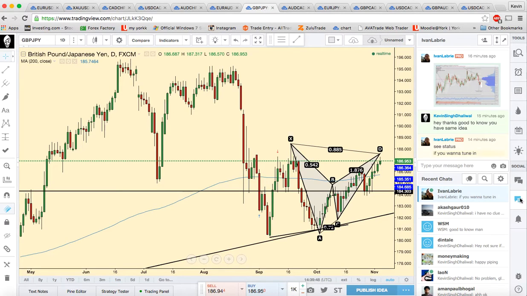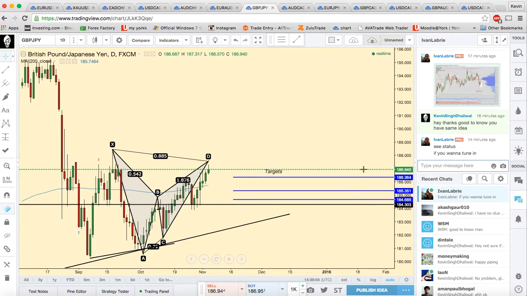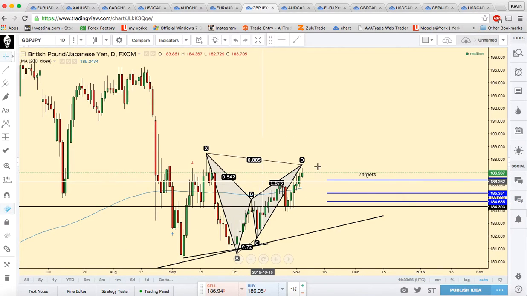For GBP JPY, I posted this trade this morning. We have a bat pattern. The targets are pretty big for this. The first target is 186.42. The second target is 185.37. So I'm pretty sure we'll go to my second target, but we have to see.